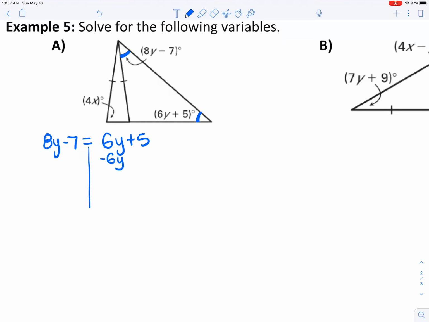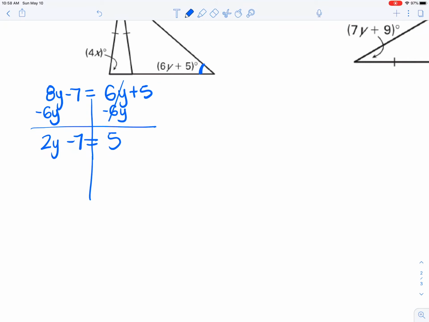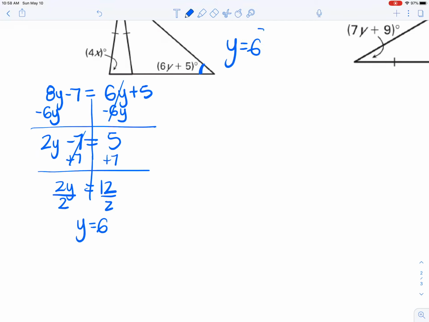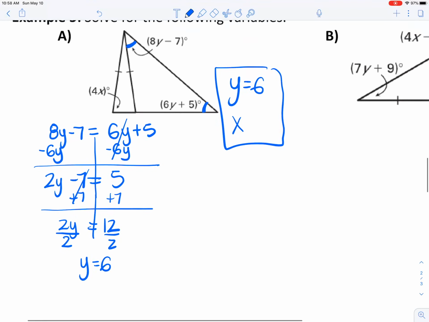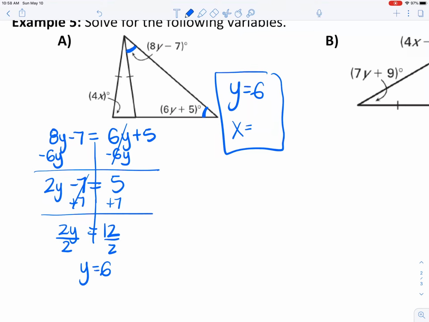And now let's go ahead and let's quickly solve. So I'm going to combine my variables. I want to get rid of that 6y. What's the opposite of a positive 6y? Minus 6y. 8y minus 6y is 2y. All right, trying to get my variable by itself, so we want to undo minus 7 with a plus 7. So we have 2y is equal to, let's see, 5 plus 7 is 12. Opposite of 2 times is divide by 2. So y is equal to 6. Okay, so that's part of our answer. Y is 6. There is an x in there, so we have to find that as well.